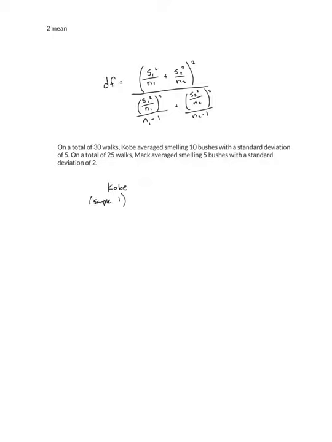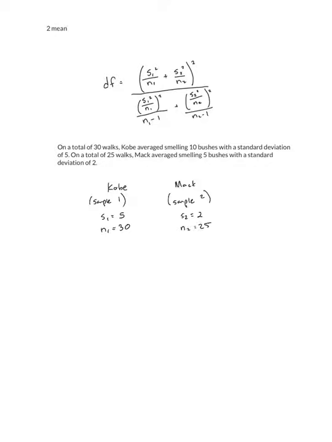And so what I'm going to do is list, I'm going to skip x bar because I don't care about that. I'm going to list s1, which is 5, and n1, which is 30. The reason I'm leaving off x bar is because I'm not using it. I'm only calculating degrees of freedom. Mac will be sample 2. s2 then will be 2, and n2 will be 25.